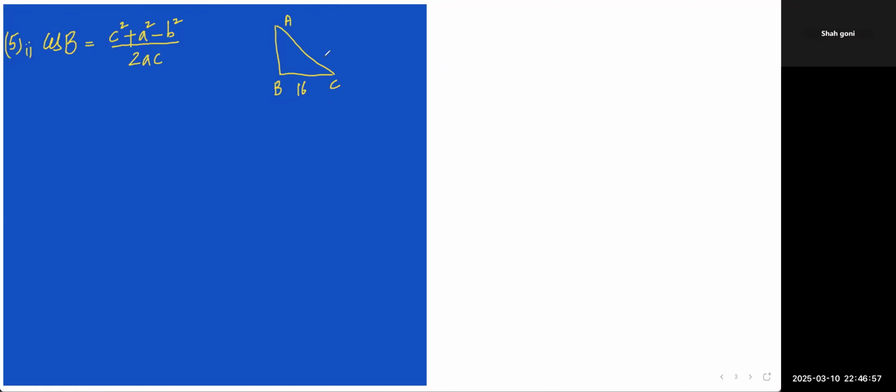There are no angles, no? A to C is given as 20. 16 or 20? Okay, 20. And then A to B is 12.